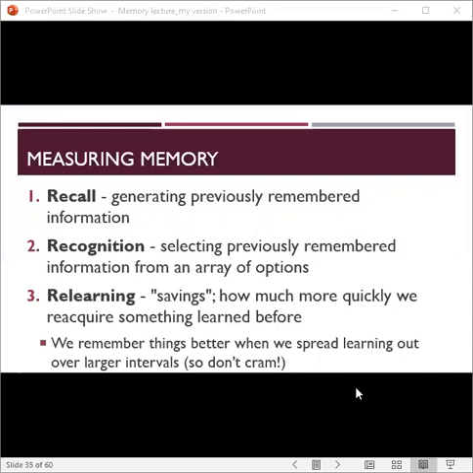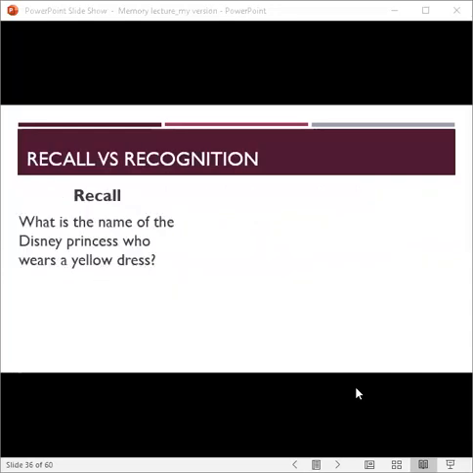Another important point is that we remember things better when we spread out our learning over larger intervals. This is really important to remember for studying techniques. Cramming is simply not an effective means of learning and is very difficult to remember. You're better off taking 10 minutes a night and studying the material than trying to cram it into one small period of time before the exam, because we simply remember things better when learning is spread out. So file that away for your next exam.